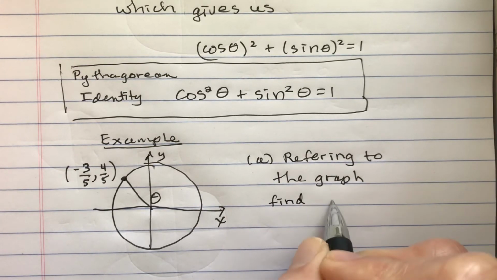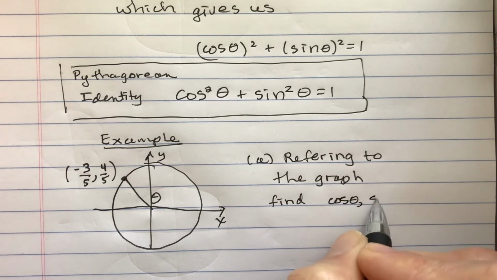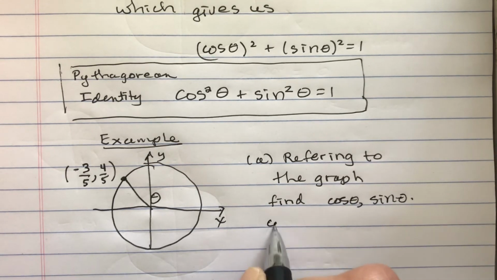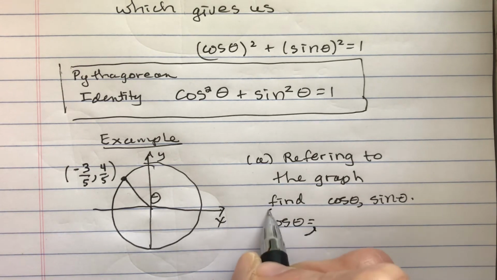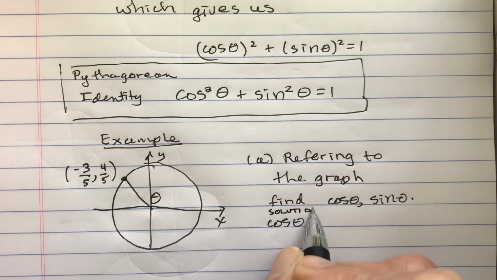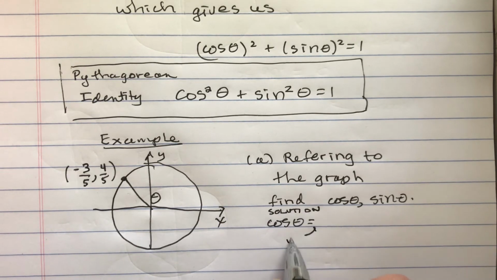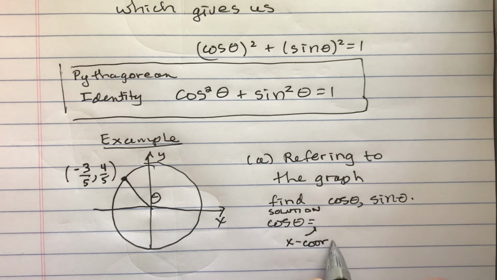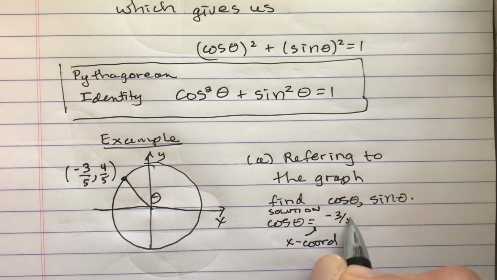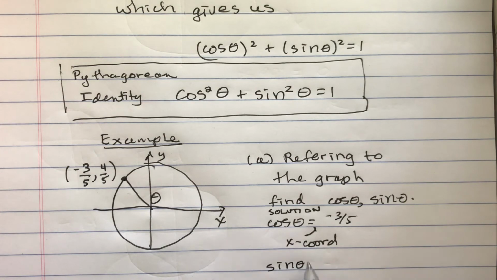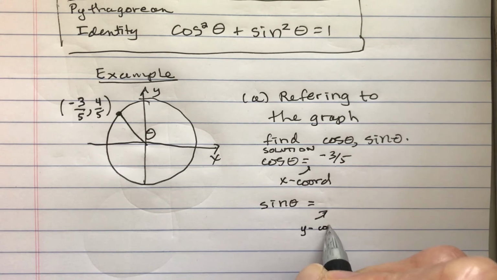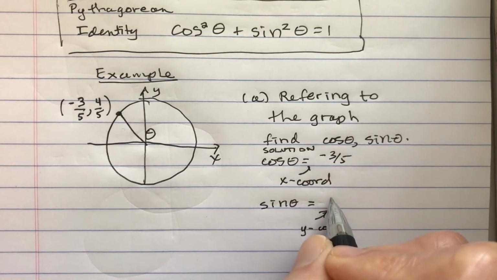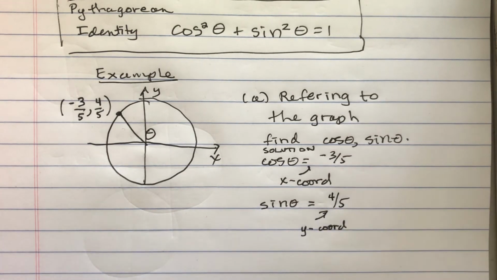Okay. Find cosine theta, sine theta. So cosine theta is equal to, so this is our solution. So those are the directions. Here's our solution. Cosine is the x-coordinate, so this is negative 3/5. And sine theta is the y-coordinate, and that is 4/5. All right, and so then, there we go.